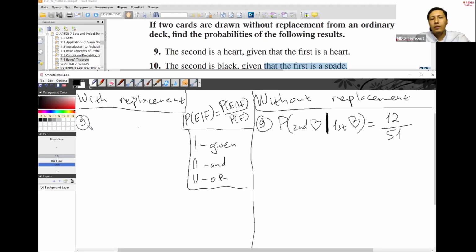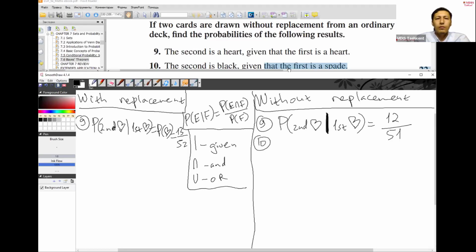If with replacement, that means you pick a card that's heart, then you put it back, then you choose another one. Then it will be the same as P(heart), the probability of picking a heart, because we are replacing it. After you choose a heart, you put it back, so nothing changes. You still have 52 cards and 13 hearts. That is with replacement.